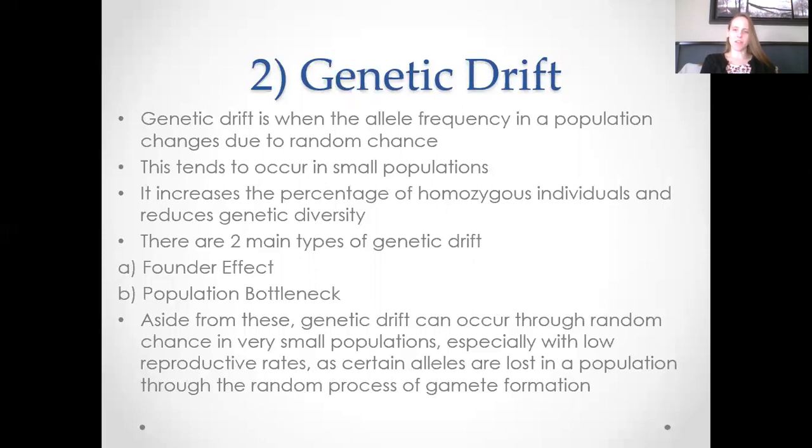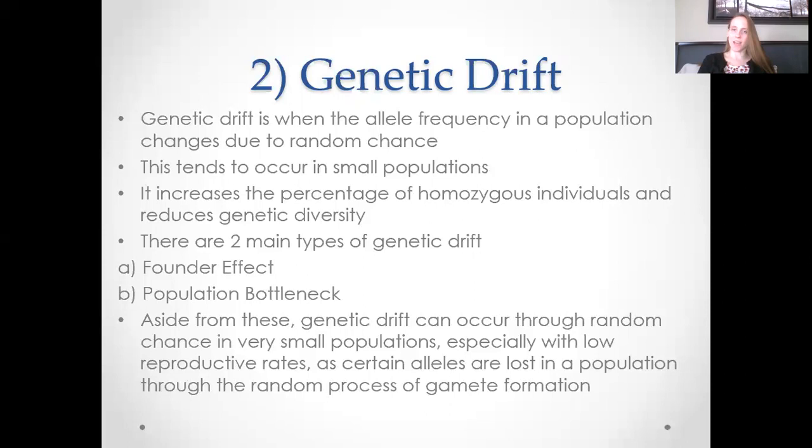Next, we're going to look at something called genetic drift, which is when the allele frequency in a population changes due to random chance. So it's not changing because you have migration or interbreeding, it's changing because of something completely random. This tends to occur in small populations.